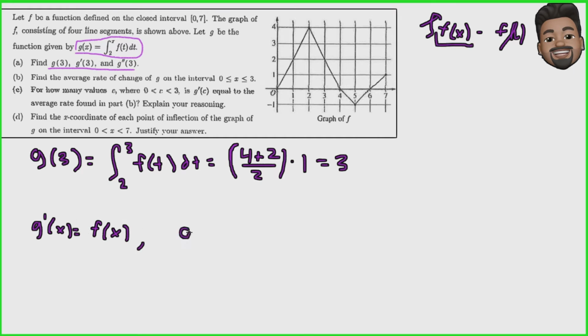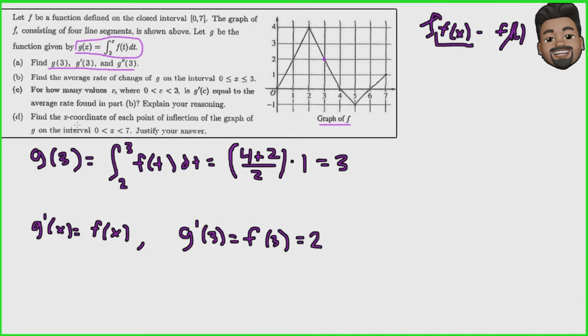Now that we've defined that, which we have to write on the AP exam, let's plug it in. If I want to find g prime of 3, I need to figure out what f of 3 is. Well, g prime of 3 is just f of 3. So let's look at what we're given. We're given the graph of f. What is the y value at 3? At 3, it's 2. So we can conclude that this would be 2.